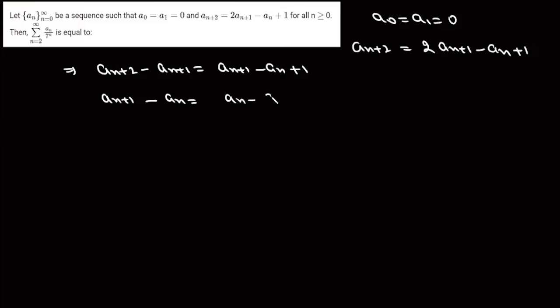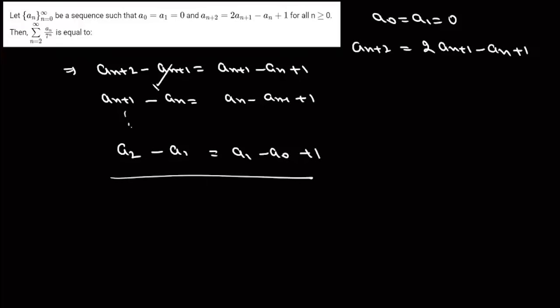Now what we'll do is, we can write this recurring relation as a_(n+2) minus a_(n+1), and it will be equal to a_(n+1) minus a_n plus 1. Now, if we put n as n minus 1, we can write a_(n+1) minus a_n. It will be equal to a_n minus a_(n-1) plus 1. And will continue up to a_2 minus a_1, and this is equal to a_1 minus a_0 plus 1. Now, if we add them all up, these terms will cancel. Now, a_1 is 0 and a_0 is also 0.